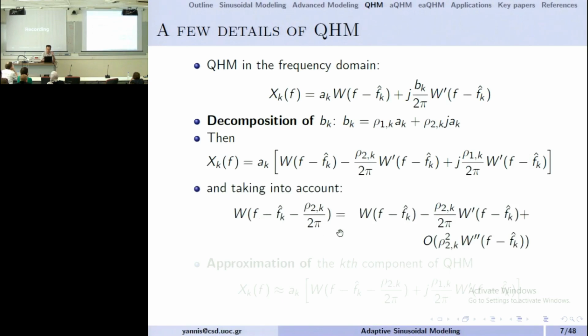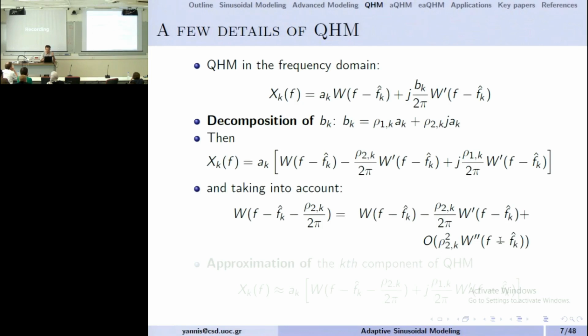And if I take into account this development, this is the Taylor series expansion of this one around this point. So then we can see the derivative here. That is why we use the Taylor series expansion. So here now there is the derivative plus some other terms which depend on the second derivative, and this is the rho 2. And this is rho 2, which is from the perpendicular projection of BK to AK.